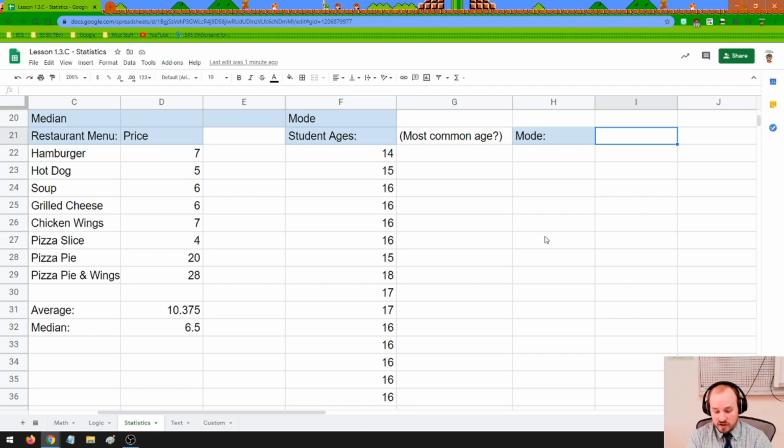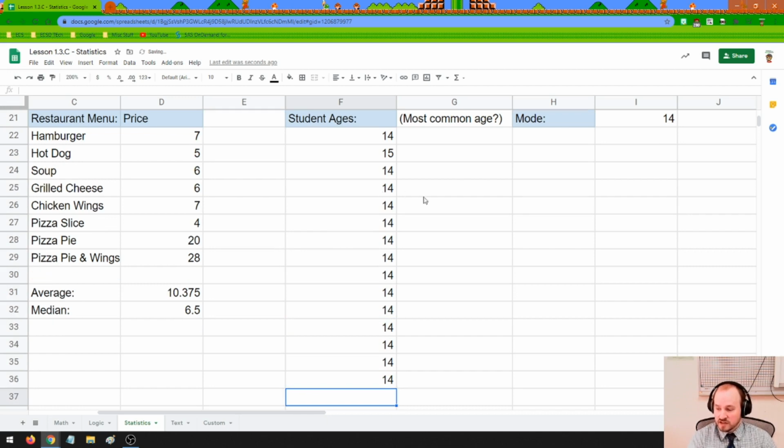So let's give it a try. Equals mode, parentheses, and then we choose our data set, close our parentheses, and press enter. And 16, that is the most common age. Now if I go in and change these all to 14, all of a sudden you saw that switch where 14 was the most common answer. And as I undo them, you'll see it eventually changes back to the 16 that we originally had.